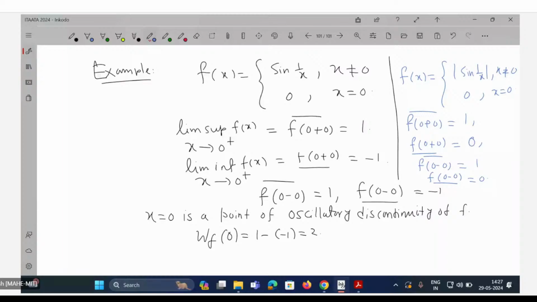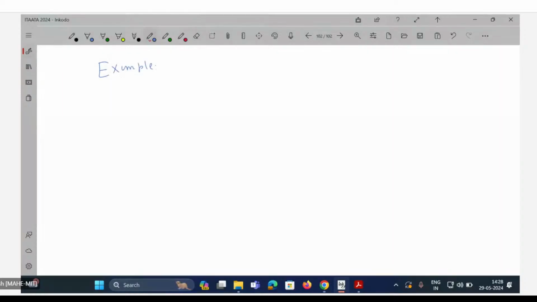Yeah, it will change. That limit infimum will change because whatever sequence you consider, the value of f of x_n cannot be a negative number because of mod. You get the variable mod of 1 upon x, sine of mod, okay, 1 by mod x. Okay, so let's see. f(x) equals now sine 1 by mod x when x not equal to 0, 0 when x equals 0.